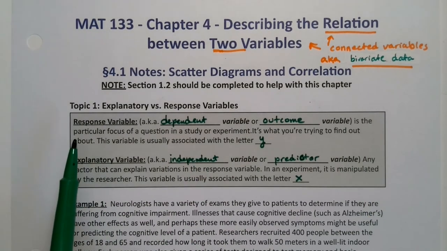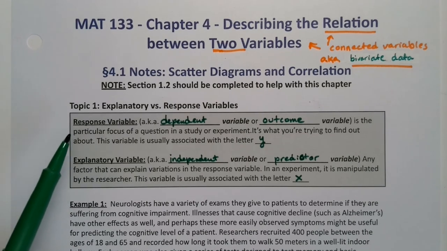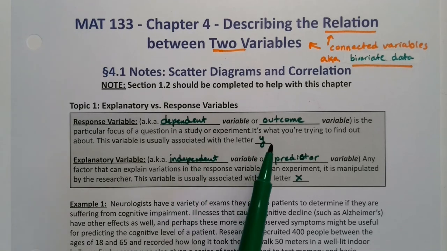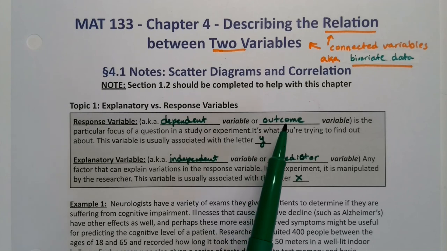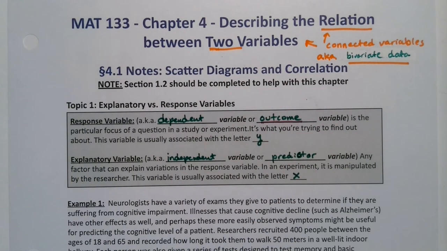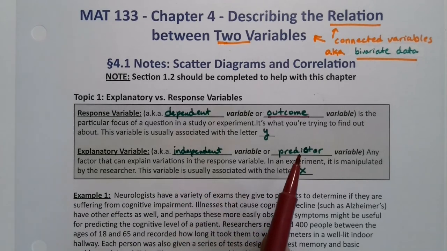All right, so the response variable, it's a little bit different than algebra class. So in algebra class, you think of x and y, and we are going to use x and y, but the response variable is actually the more important variable in many ways. So it's the dependent variable, which is the letter y. It's also the outcome variable. I think that's a particularly useful way of thinking of it. So it's the focus of the study. It's the thing that you're trying to learn about. It's what you're trying to find out about. So it's the outcome.